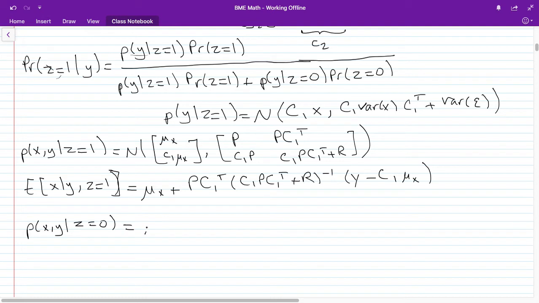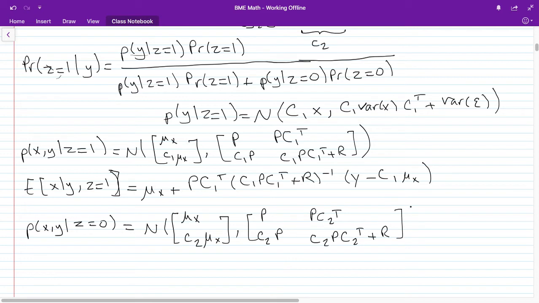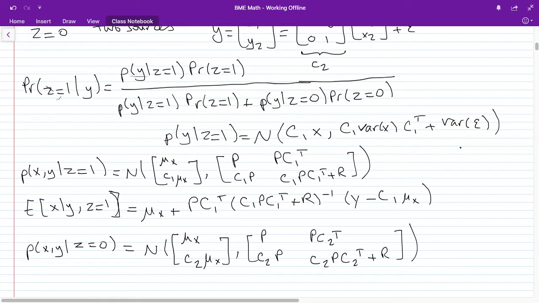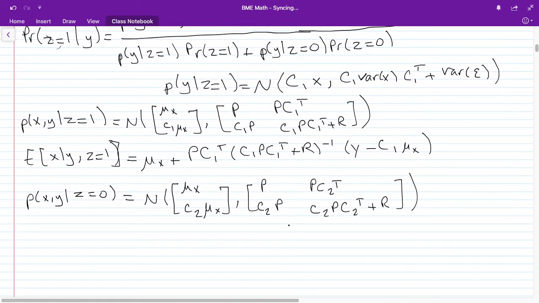There, in that case, we have a normal with mu x, and now it's c2 times mu x. So our generative model now is the second equation, c2 times mu x, with the variance of c2 P c2 transpose plus R. So what was c1 and c2 is these equations, this matrix and this matrix. This matrix, if you believe it's a common source, this matrix, if you believe it's two separate sources. So all I've done is just write down the joint probability for that.